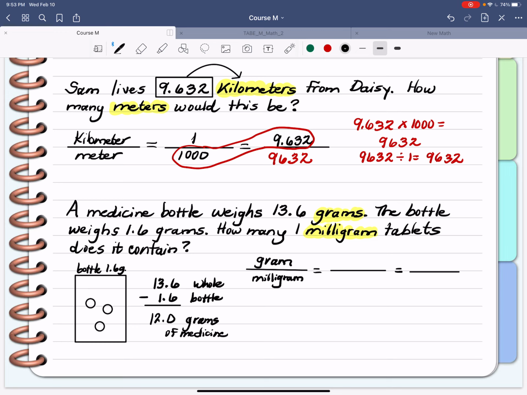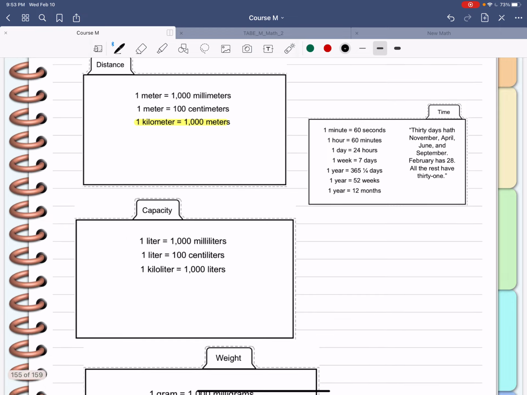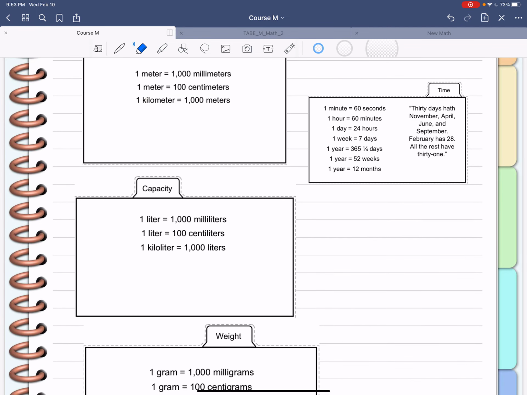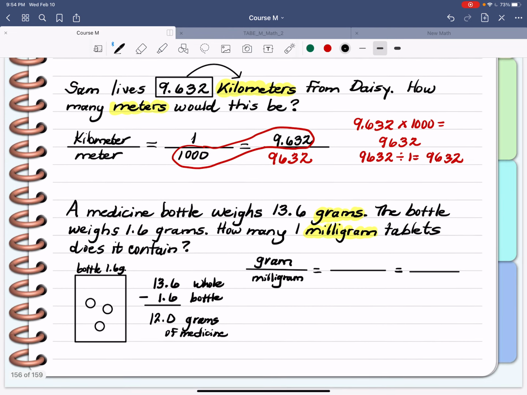And then I need the reference ratio. So I'll look back over here. I don't want distance. I don't want liters. There it is. A kilogram is 1,000 grams. Well, that's not what I'm looking for. I'm looking at grams to milligrams. So this time we have 1 gram is 1,000 milligrams. So 1 gram is 1,000 of those.